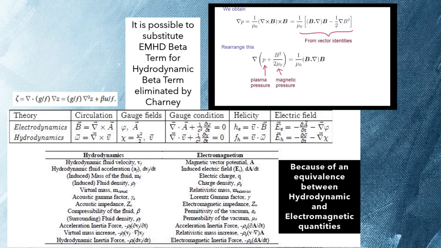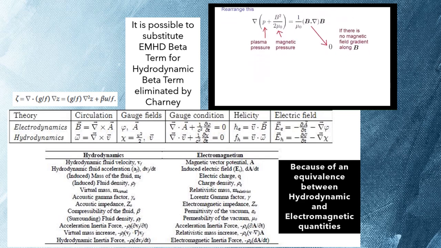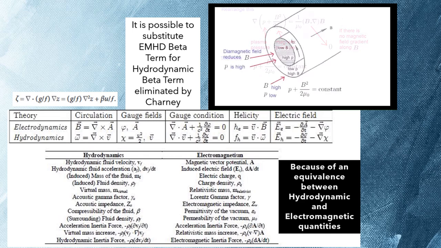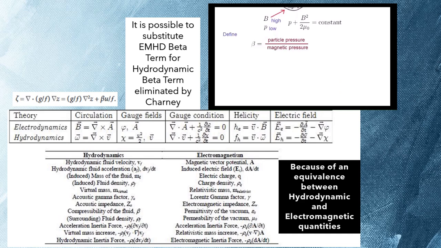If we assume we have a situation where the magnetic field B does not change in its own direction, so that is its gradient is zero, then we can set the right-hand term to zero. What this says is that for the left-hand side to equal zero, the expression in brackets must be a constant. So we define a parameter beta, which is the ratio of the particle pressure to the magnetic pressure, given mathematically by this.